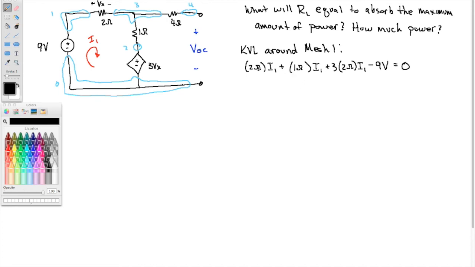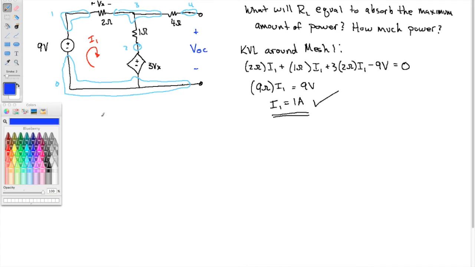All right, so I'll combine like terms. I've got a 2, a 1, and a 6. So that makes 9 ohms times I1 equals 9 volts. Ooh, that's nice. I1 is equal to 1 amp. So there's 1 amp circling around there. You should be pretty good at mesh analysis by now.